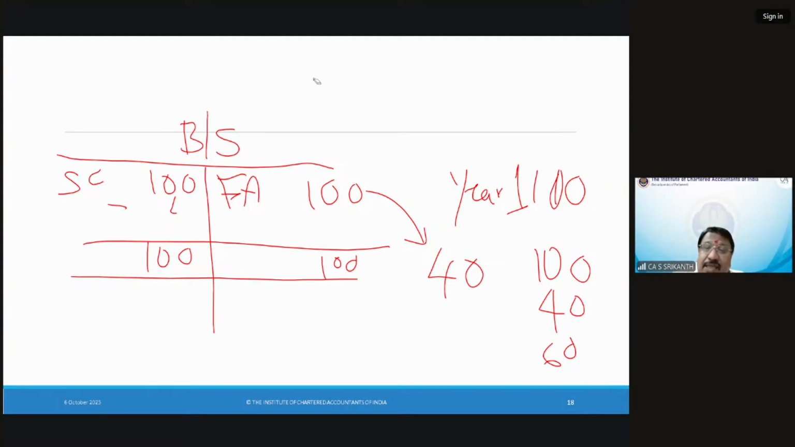See, 60 is not a loss, boss. It has not been provided at all. It will be a final loss. Finally, when the shareholders come, no, they will take. See, the shareholder will take the dividend every year when you declare. He won't think, hey, have you provided for depreciation?